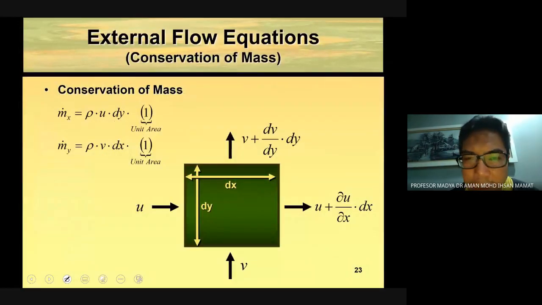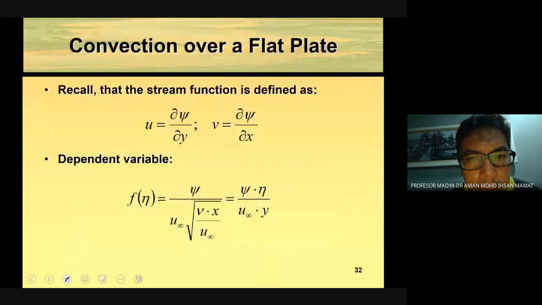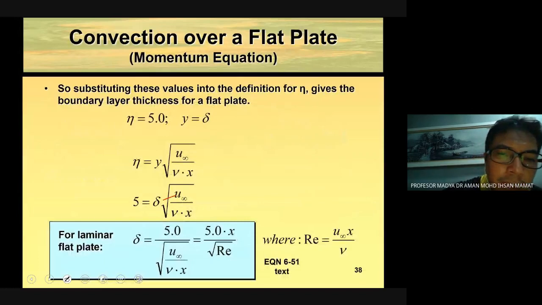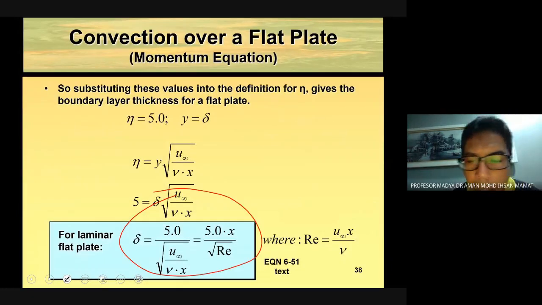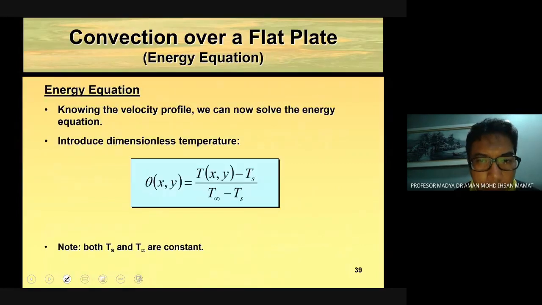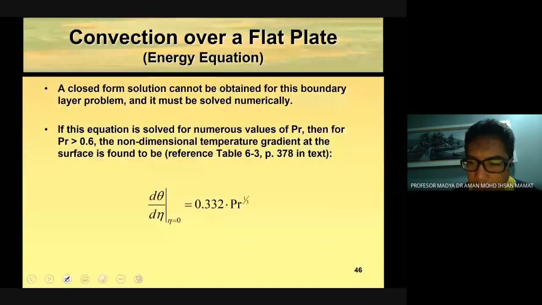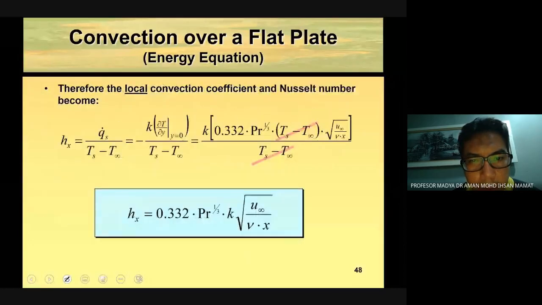Okay, so bahagian sini saya akan skip, and then finally you have to look on the development. Okay, so this is the thickness for the velocity boundary layer, you kena ingat. Okay, and then this is the Prandtl number.